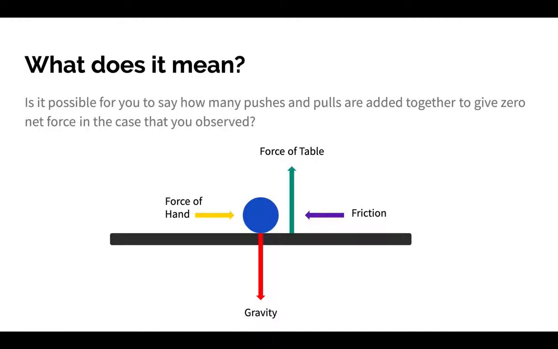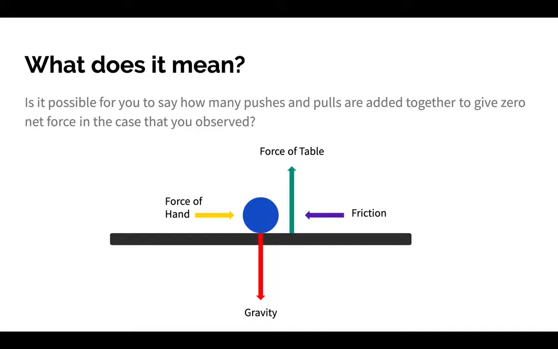Is it possible for you to say how many pushes and pulls are added together to get a zero net force in the case that you observed? In the case of the ball rolling across the smooth surface, the force of the hand pushes in one direction, and then the table's friction pushes in the opposite x direction. In a perfect system, those would cancel to give you a zero net force.